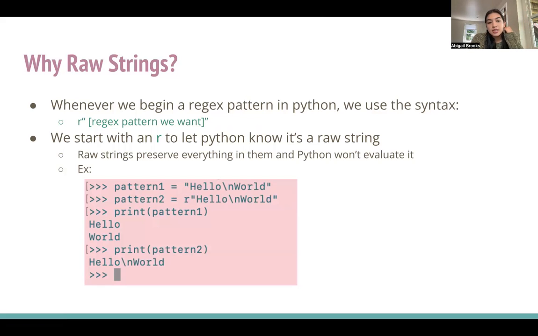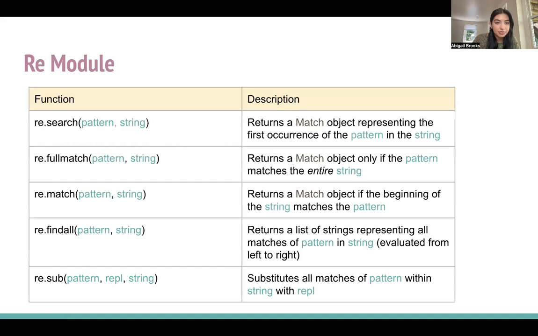And the contents of both strings are hello, \n, world. And if I print pattern 1, Python will evaluate it and it'll see the \n, which in Python means new line, and it'll also print the new line. So we have hello and then on a new line world. Now, if I print pattern 2, which is my raw string, Python won't evaluate the string as it normally would, and it'll print hello \n world. And ultimately, that's why we want to use raw strings. We just want to make sure Python isn't evaluating the string as it normally would, that it's a raw string. Python won't mess up our regex by accidentally creating a new line.